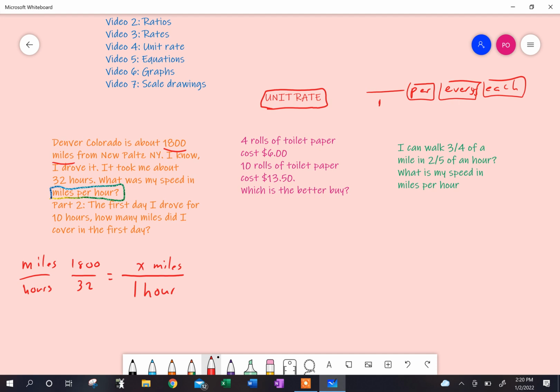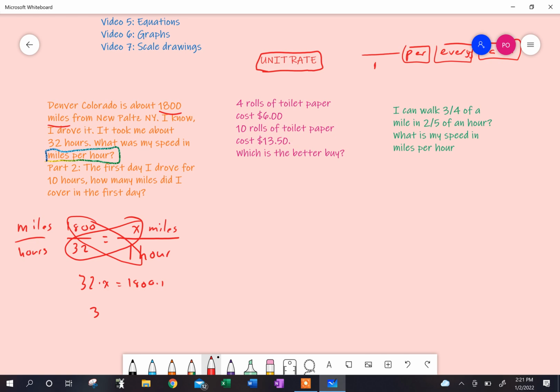So once again, you could do cross product, and if you do, you're going to get 32 times x is equal to 1,800 times 1. And when you do that, you get 32x equals 1,800. And then we're going to divide by 32. All right, now I'm going to stop you there. I want you to take a look at what we're now saying.